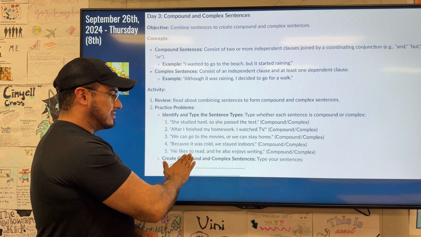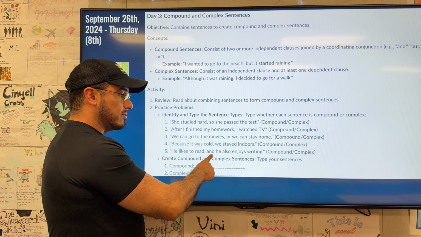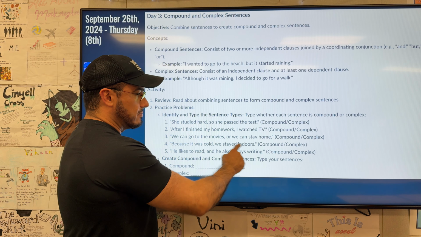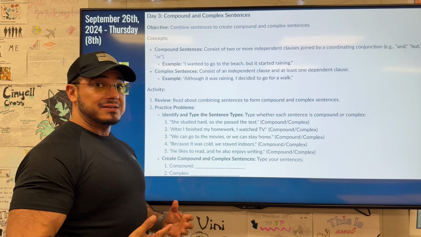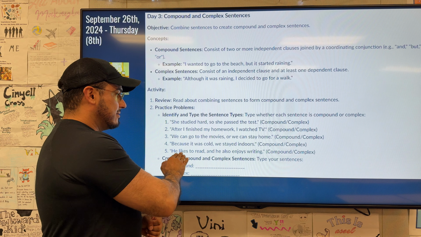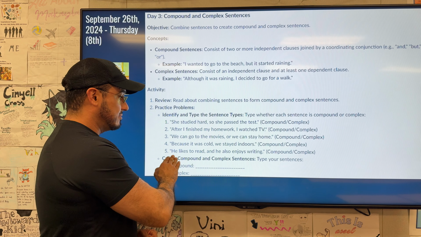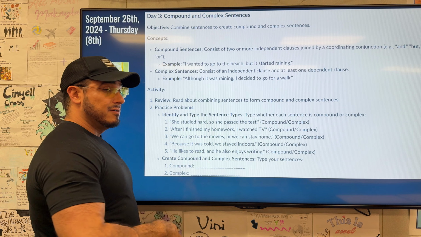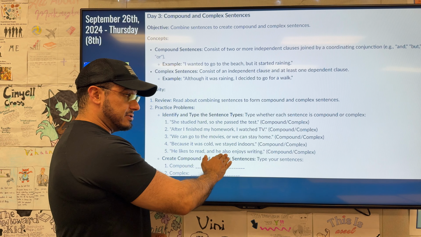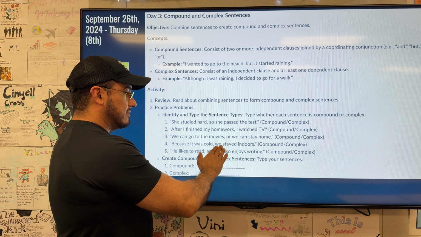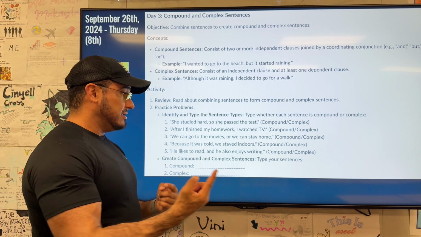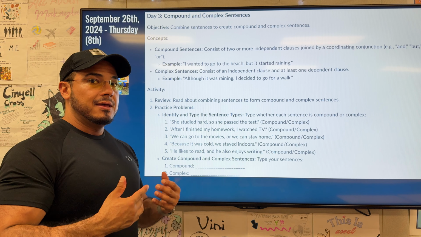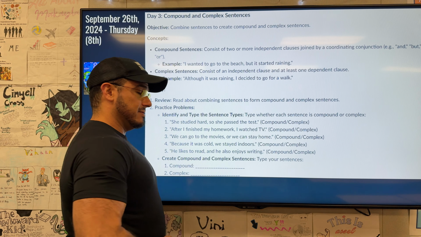And our last one, which is sentence number 5, we're going to look at, it starts with, he likes to read, and, coordinating conjunction, he also enjoys writing. Let's examine both clauses just to ensure that both are in fact independent. He likes to read. Okay, subject, verb, object, followed by he also enjoys writing. Subject, verb, object. Independent, independent, linked using coordinating conjunction and therefore compound sentence.